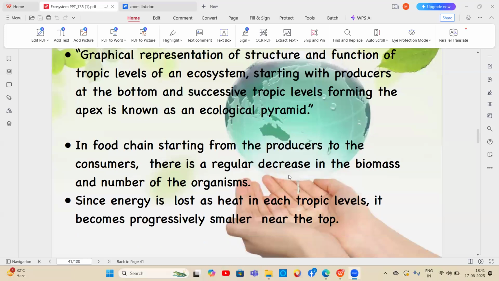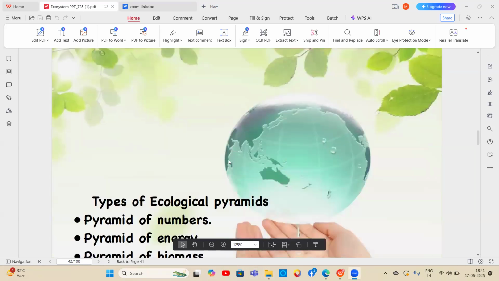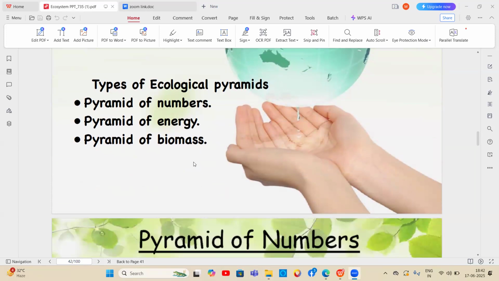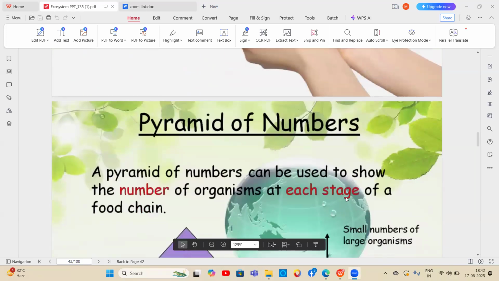In a food chain, which starts with the producers and goes to the consumers, there is a regular decrease in the biomass and number of organisms, since energy is lost as heat at each trophic level. So the pyramid becomes progressively smaller near the top. There are three types: pyramid of number, pyramid of energy, and pyramid of biomass. The first one is the pyramid of number.